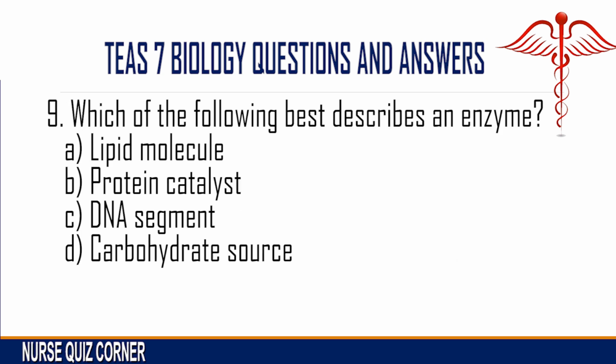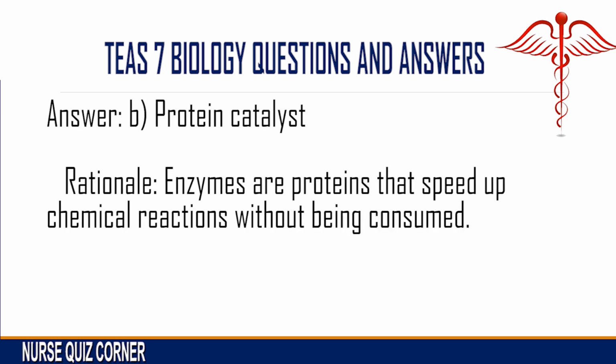9. Which of the following best describes an enzyme? A. Lipid molecule. B. Protein catalyst. C. DNA segment. D. Carbohydrate source. Answer: B. Protein catalyst. Rationale: Enzymes are proteins that speed up chemical reactions without being consumed.